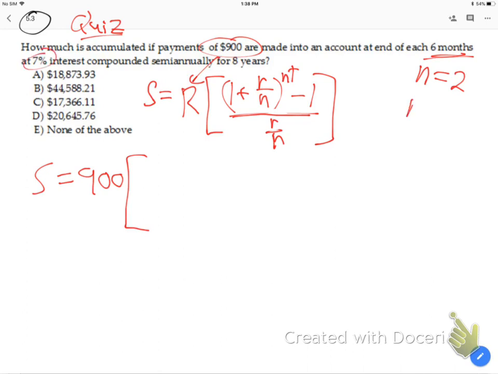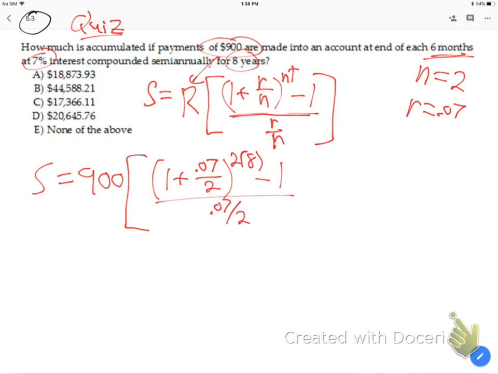7%, so that means R is 0.07. So let's put that stuff in. 1 plus 0.07 over 2 to the 2 times 8 years, 2 times 8, minus 1, over R, 0.07 over 2. There we go. That's what we've got to type into our calculator.